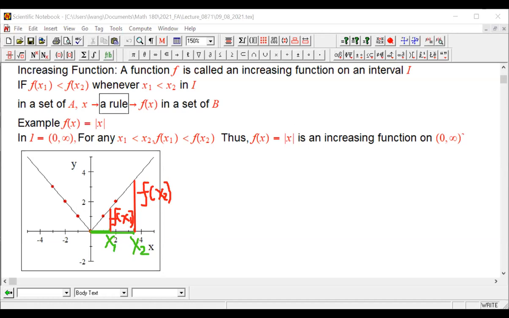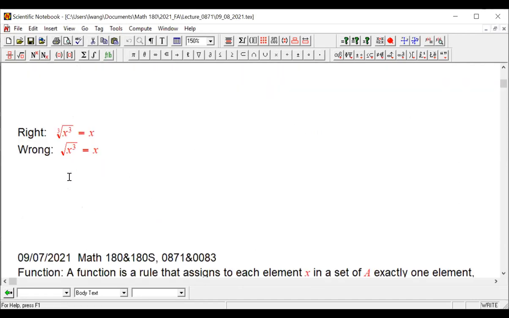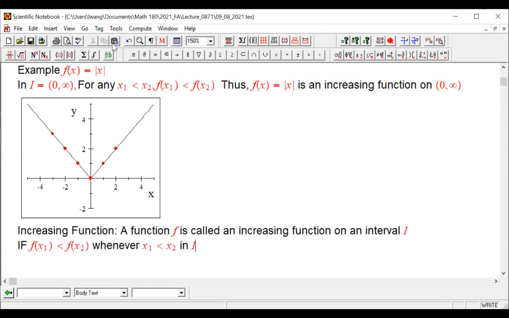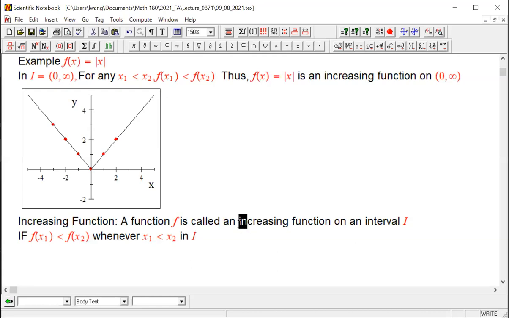I'm going to clean this up. What's the definition of a decreasing function? From increasing function to decreasing function, I'm going to copy and paste, and then change a few words. A function is called a decreasing function on an interval if, and this is reversed, your input one is less than the other, but the output is reversed in size.